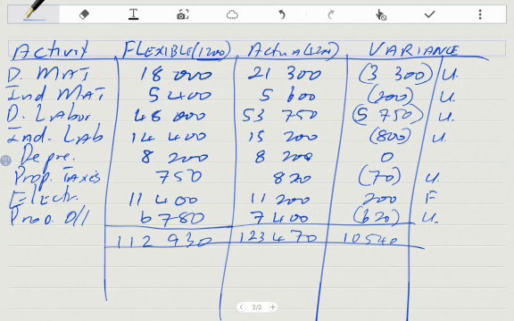So this is what we call our performance report. Once you show the variances, we're sitting at 3,300 negative in your direct material. Then again in your direct labor, that's another negative. But it doesn't end here. We need to carry on and analyze this. Now what's the cause? Why do we have these figures? Where did we go wrong? That's another answer that we need to provide to the management.